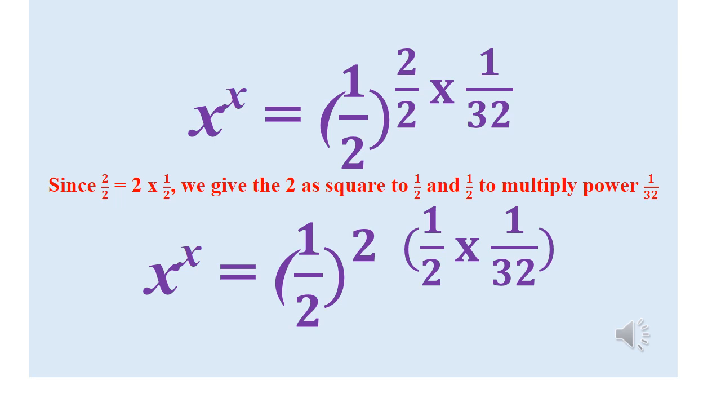Now, since 2 over 2 can also be written as 2 times 1 over 2, we are going to give the 2 as a square to 1 over 2. Then we'll give the 1 over 2 to multiply the power 1 over 32. So we have x raised to power x equals 1 over 2 all squared, then raised to power 1 over 2 times 1 over 32.